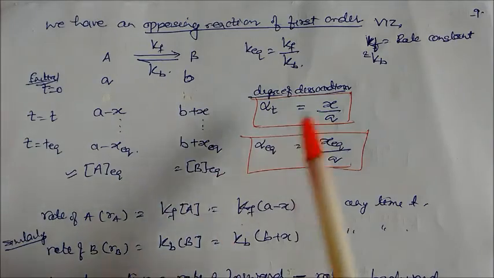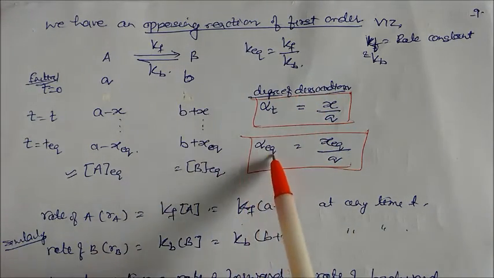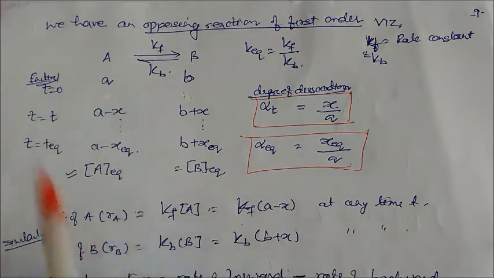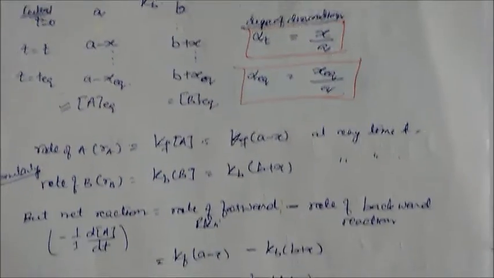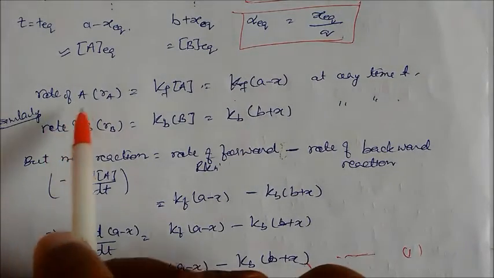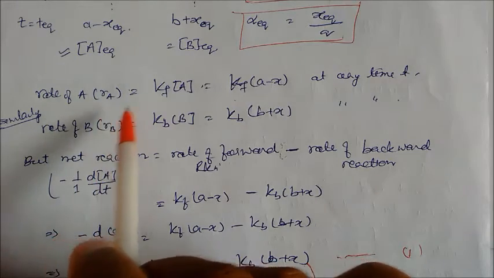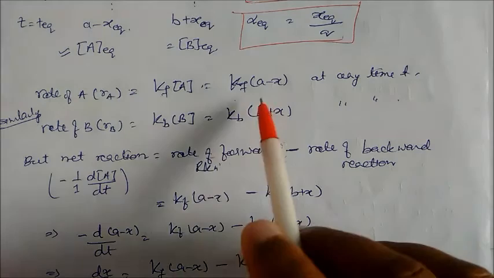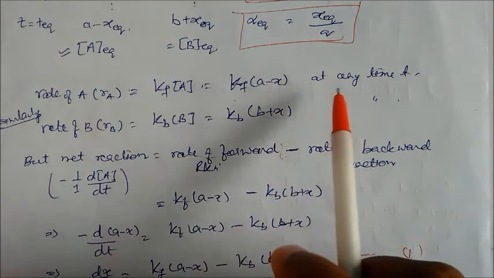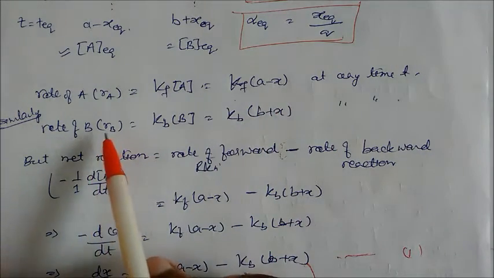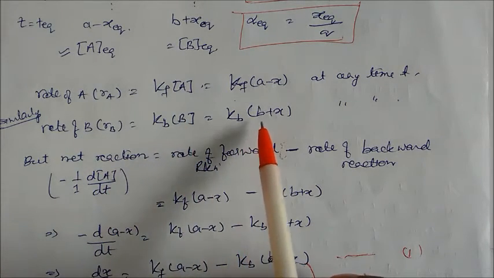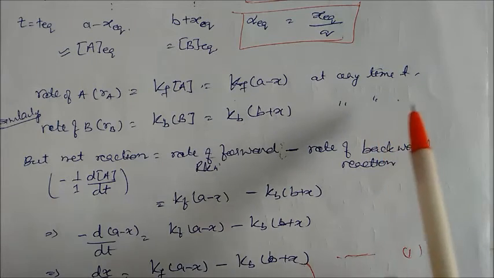And for this one, if you want the degree of dissociation for this stage, it will be how much? X equilibrium divided by the initial concentration, that is the total concentration. This is one. And again, the rate of reactant A, that is the forward reaction, will be Kf into A, or we can write Kf into (A minus X) for A at any time. Similarly, the rate of reaction of B will be Kb into the concentration of product, or Kb into (B plus X) at any time t.